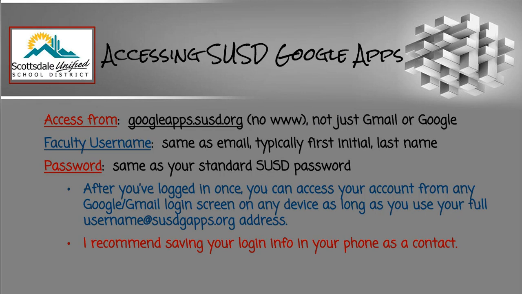All right, so first, accessing your Google Apps accounts. You have access to this presentation on the training website, so you can click on the link directly, or you can just type it in, no www, just on the URL bar, type in googleapps.susd.org, and then it will bring up the sign-in screen that prompts you to include @susdgapps.org in your username address. Once you've done that, just enter your password.